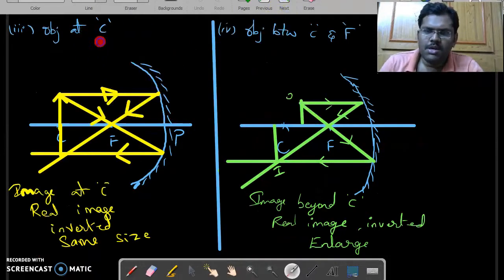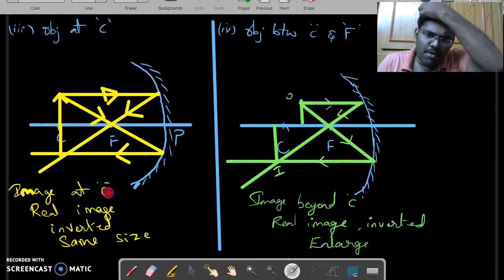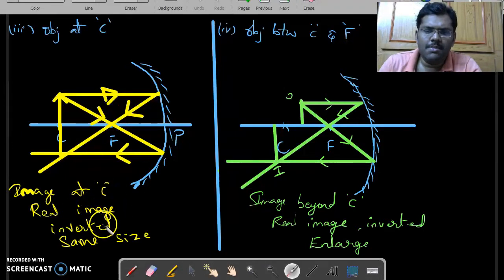And next, when the object is at C, the ray passes parallel to the principal axis, passing through the focus. The second one passes through the focus, parallel to the principal axis. Where the reflected rays intersect, there we get an image. Again I am saying that when we are drawing ray diagrams, you need to take perfect measurements, then only will you get perfect diagrams here. The image is formed at C, and it is a real image, inverted, and the same size.